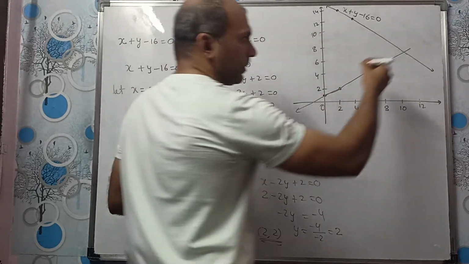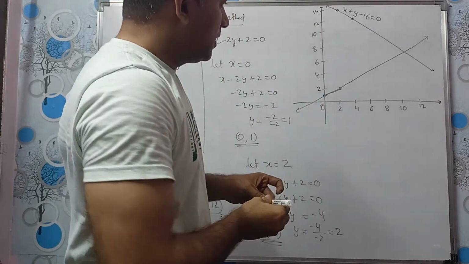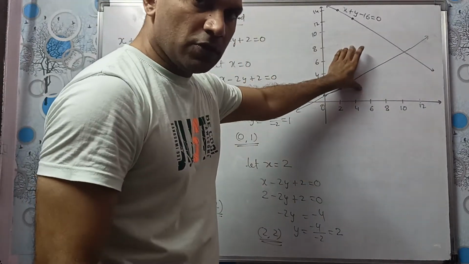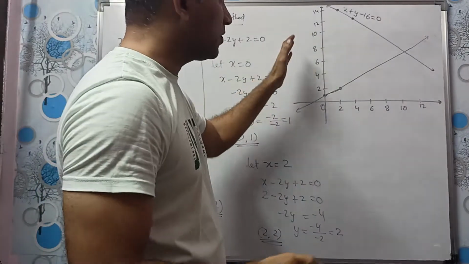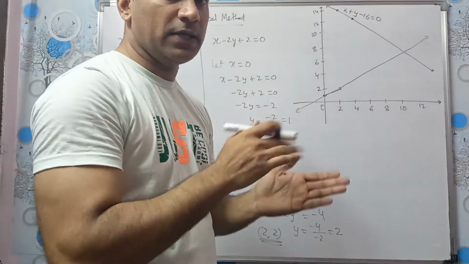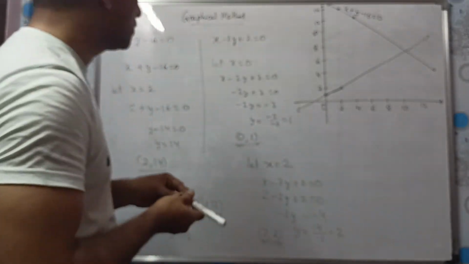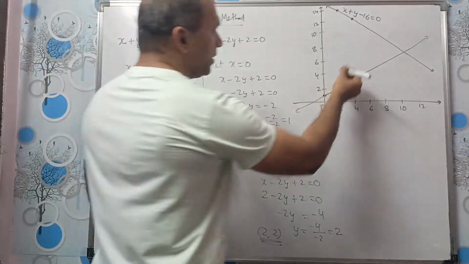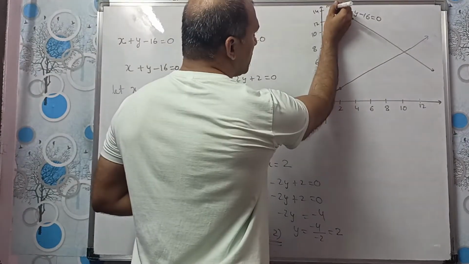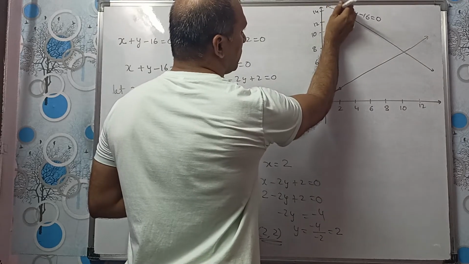Extend this. See here, I'll tell you one thing. I'm drawing the graph on the board, so obviously my graph will not be accurate. But if you draw this on your graph sheet, you will get the accurate answer. You will get the correct answer, right? Now, what is the solution of these two? See, what do we mean by solution? See, this equation, how many points will lie on this equation?